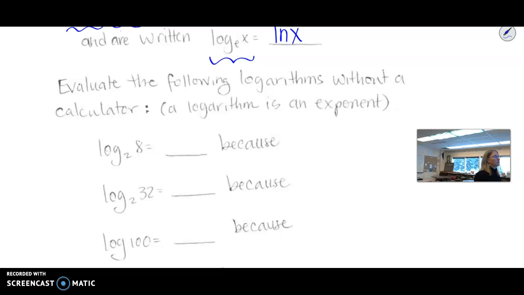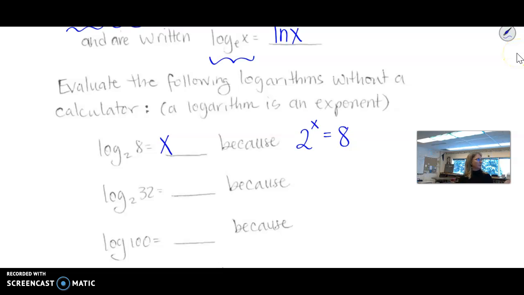But here we have the log of base 2 of 8, and we're trying to figure out what that equals. Remember, a logarithm is an exponent. And so if we rewrite this in exponential form, I'm not sure what the exponent is, so I'm going to write 2 to the x. So if it's going to equal something, we can say it's going to equal x. And now we're going to figure out what x is. So 2 to the x equals 8 is how we could rewrite that into exponential form.